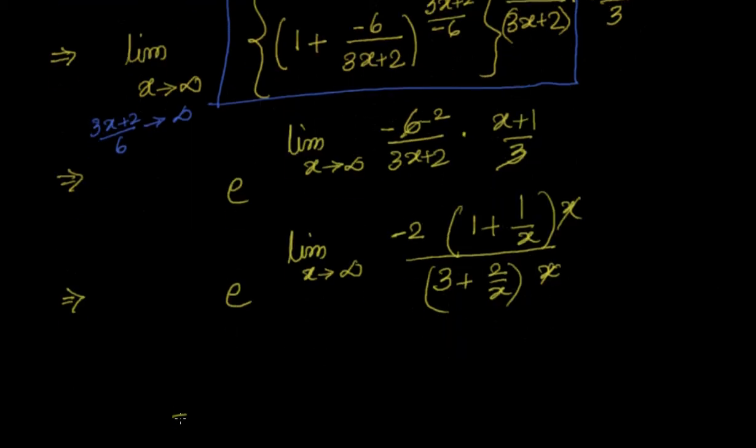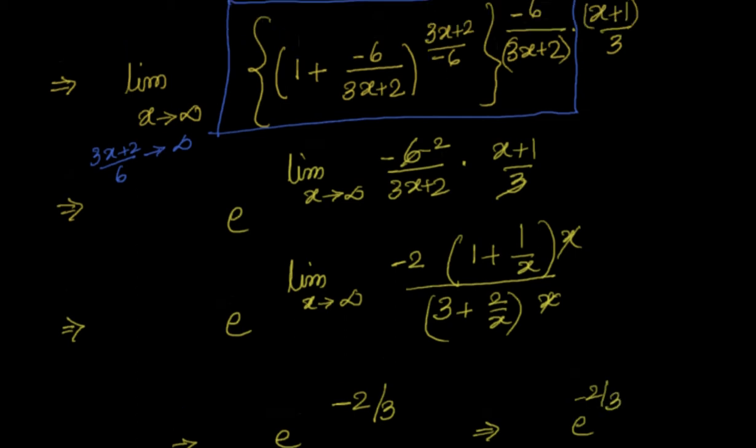So the next step will be e power limit x tends to infinity. Now 1 plus 1 by x is 1, because as x tends to infinity, 1 by x tends to 0. Similarly, as x tends to infinity, 2 by x tends to 0. So it becomes minus 2 into 1 divided by 3. So the solution for that will be e power minus 2 by 3.